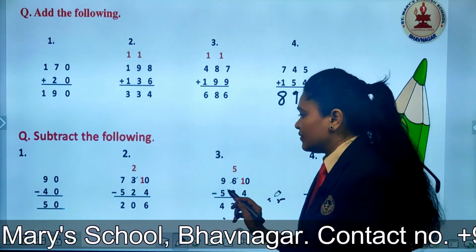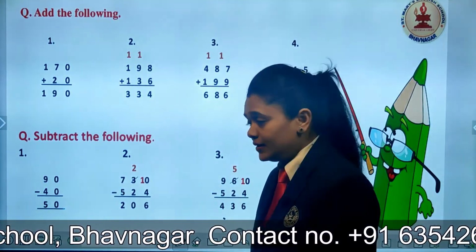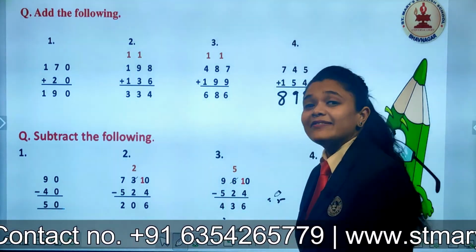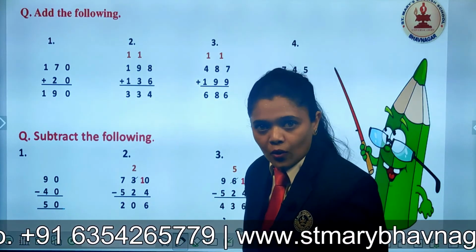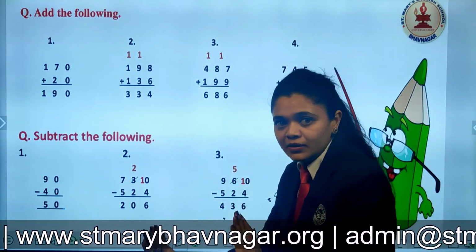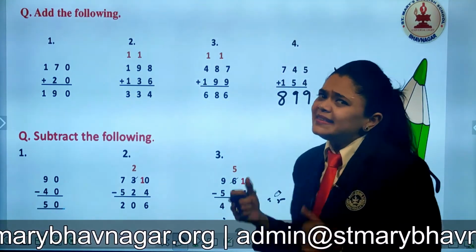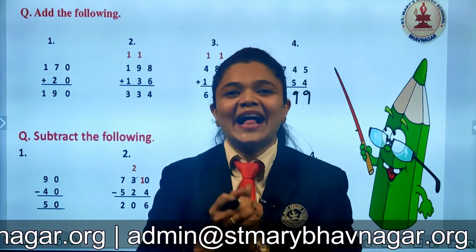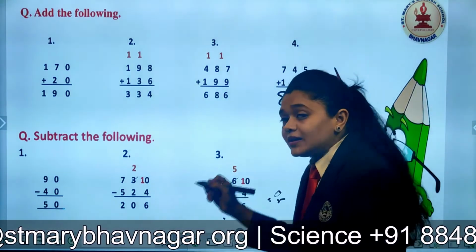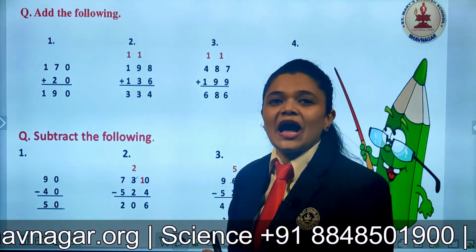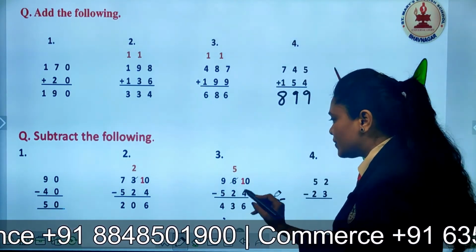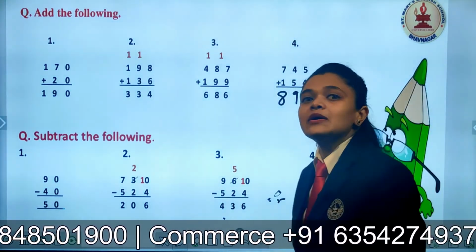Now, students, we have the next sum over here. Again, we have to borrow. From 0, we have to minus 4. So, how are we going to do it? We are going to cancel 6, the number which is beside the 0. This number is going to help us again. So, here it is 6, and what comes before 6? Before 6 comes 5. So, 5 we will get over here, and here we will get 1.